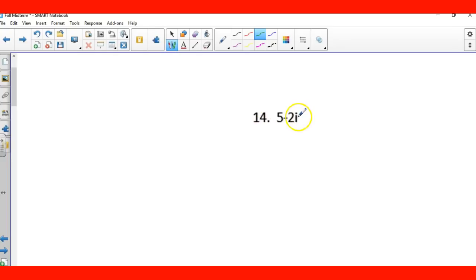Now, 5 - 2i. All right, we need to write this in standard form. Again, change the sign in front of the operation sign. We get 5 + 2i.